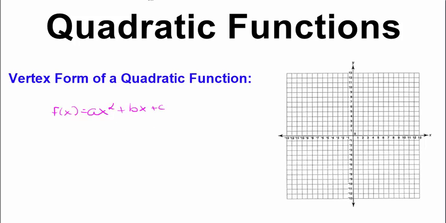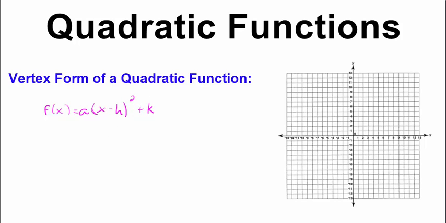What we'd now like to do is transition to a much more useful form, which is most of the time called vertex form. This vertex form is f of x equals a times the quantity x minus h squared plus k.